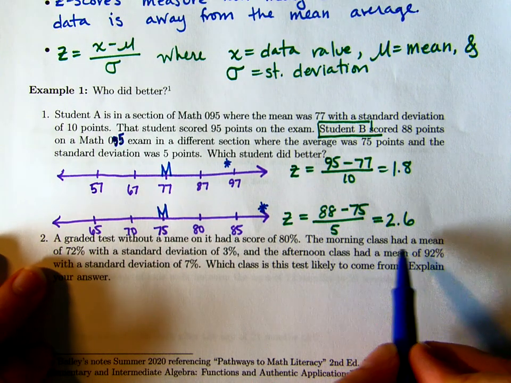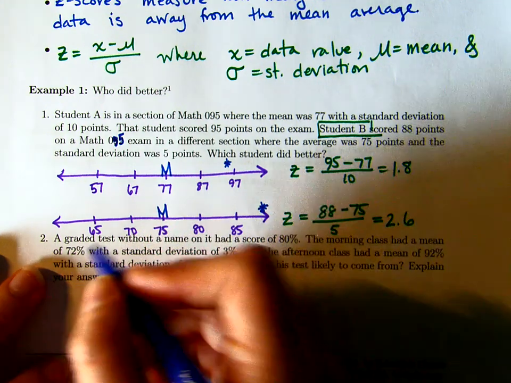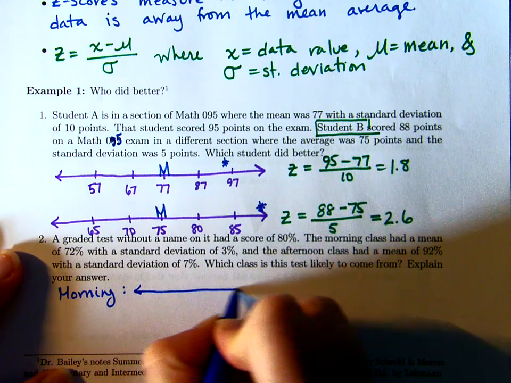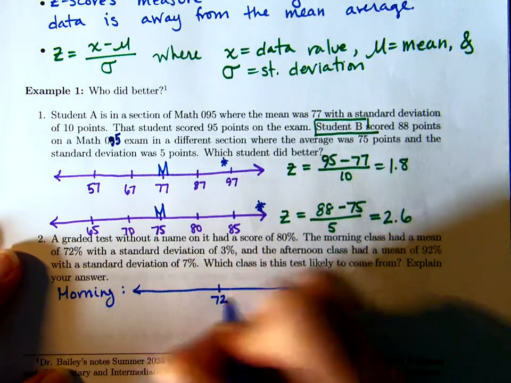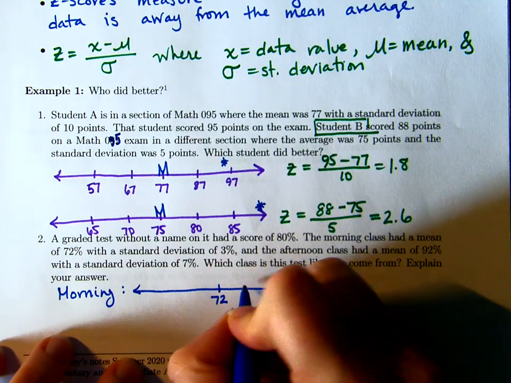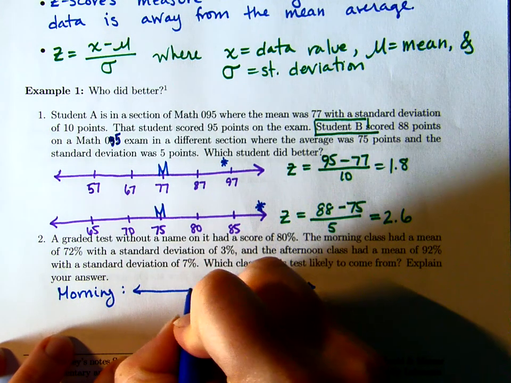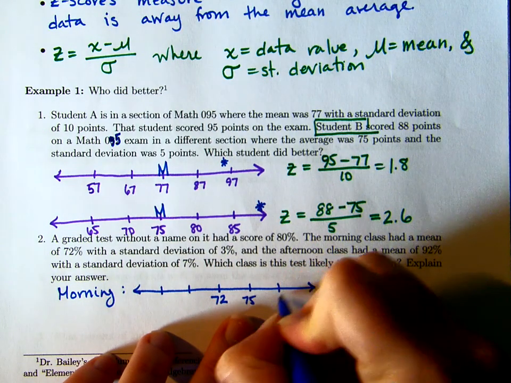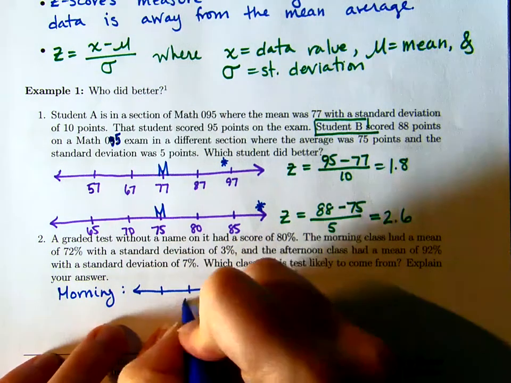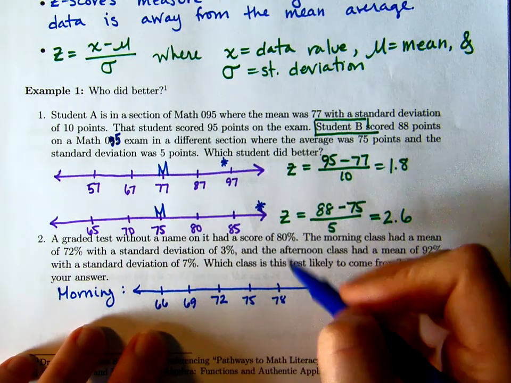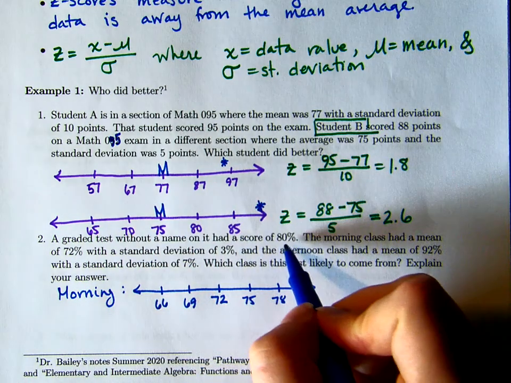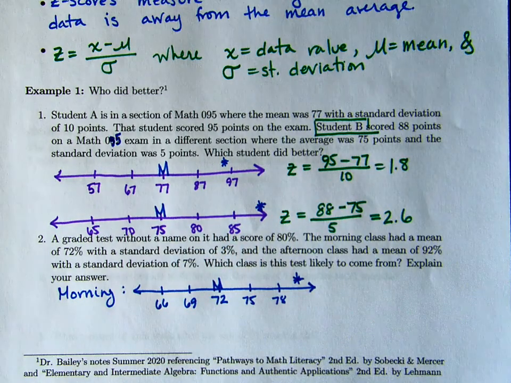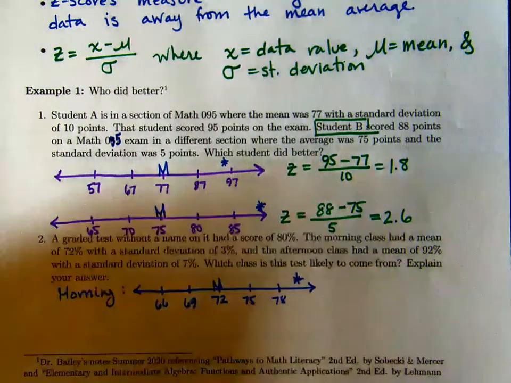Morning class. We'll go blue style here. Average is 72. So here, let's label it morning. Average of 72, standard deviation of 3. Well, 3 more than that is 75. 3 more than that is 78. 3 less than that is 69. 3 less than that is 66. And this person scored an 80%, where 72 was the mean. Yeah? So there's the morning class.